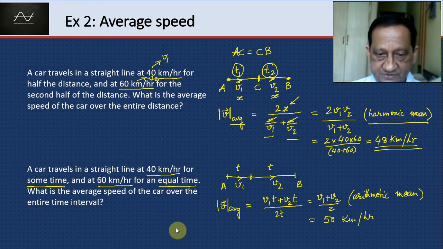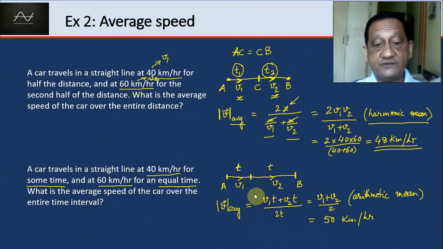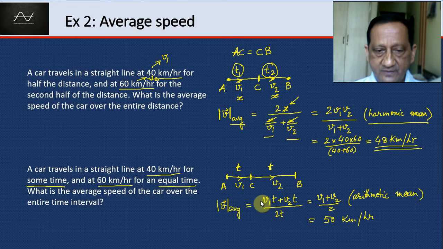So draw a picture. It starts from A and goes to B. For some time t, it goes at the speed v1, and for the same time t, it goes at a higher speed v2. Therefore, this point C is now not the midpoint of AB. If you go at a lower speed, then you're going to cover lower distance in a given time, isn't it? So AC is smaller than CB. So what is the average speed? Total distance by total time.